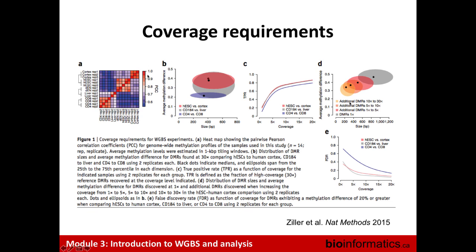And what you see is that if you start with relatively low coverage, 1x to 5x, you are able to identify regions, but they are bigger, on the order of a KB, and have a very, very large difference in methylation, 40%. And as you increase coverage, you get the ability to detect smaller and smaller regions that are differentially methylated and smaller effect size.